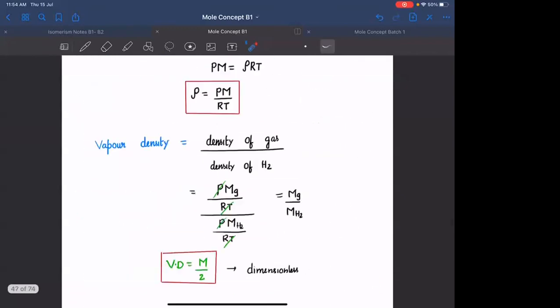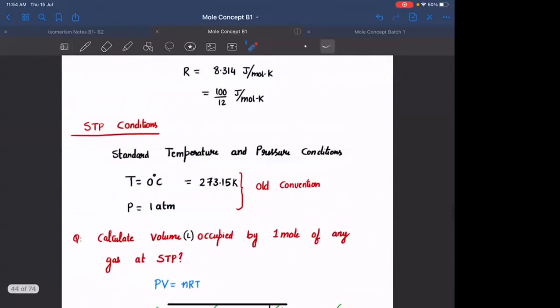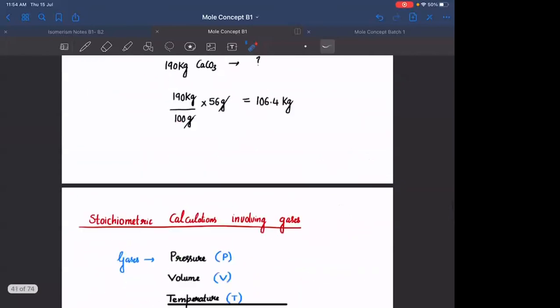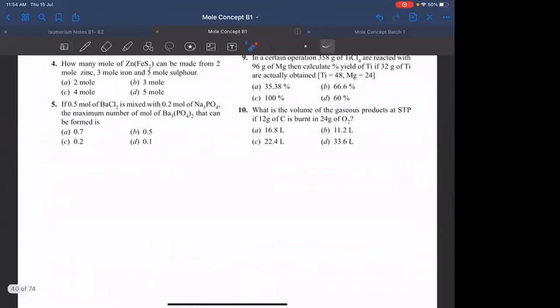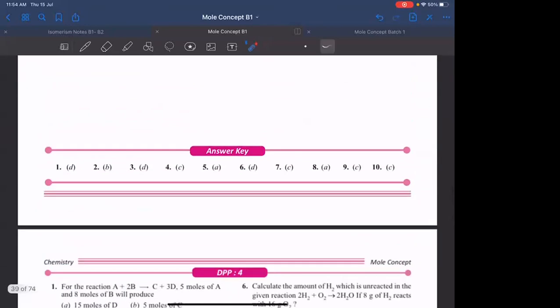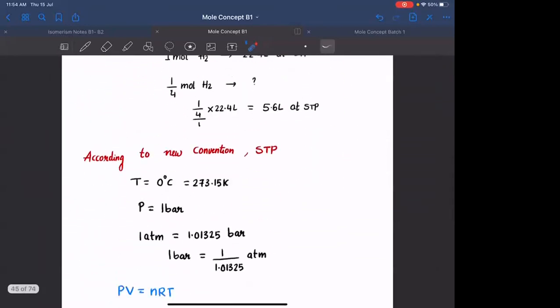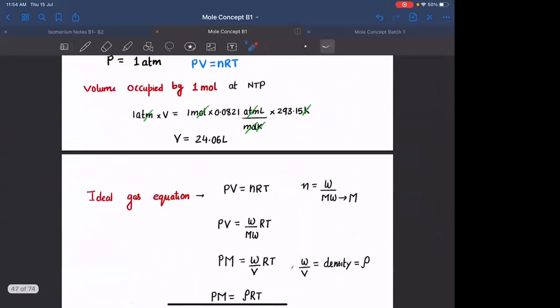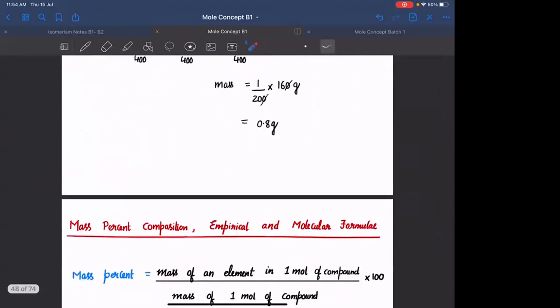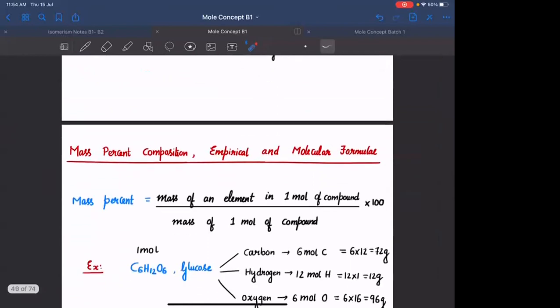So now you can attempt the remaining questions which are part of volume or which have volume. Please attempt all of these questions. We will discuss all the questions of the DPPs in one lecture. For now, keep solving. If you have any doubts, you can send me.